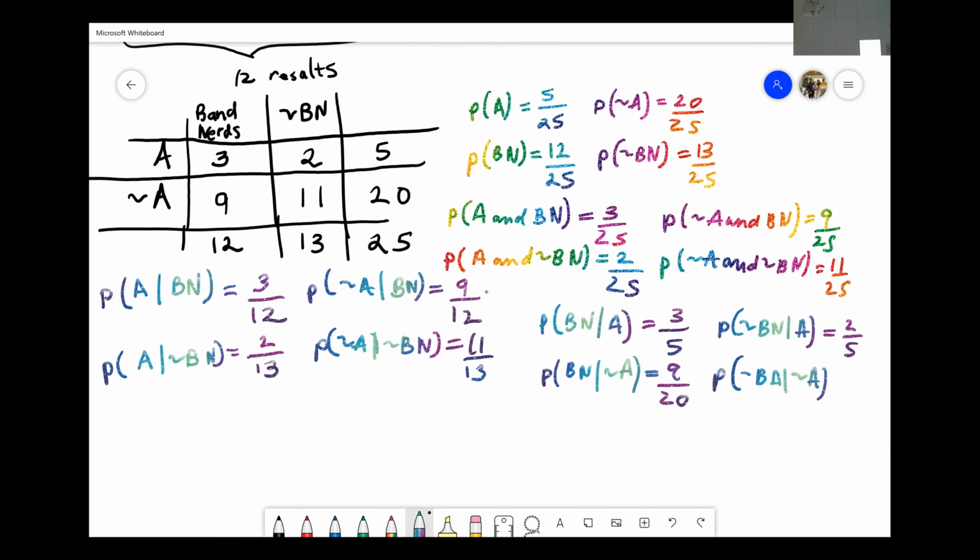Yeah, well, the probability of band nerd given not A. Yeah, that's what I'm saying. So basically, it would be that category, but it's the category that has numbers. Yeah, well, in this case, band nerd given not A's. How many people don't have an A? 20. How many of those are band nerds? 9. Yeah, exactly. That's exactly how you look at this.